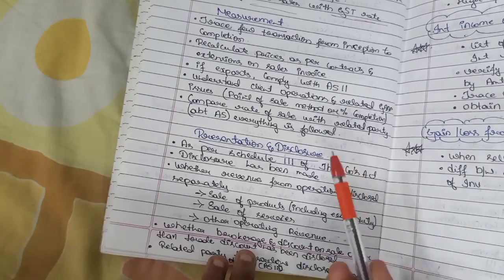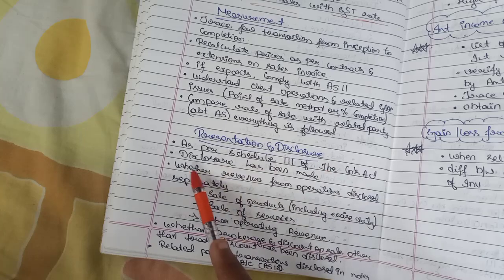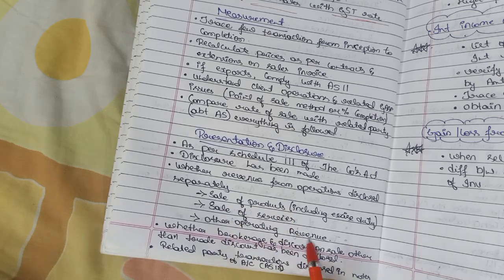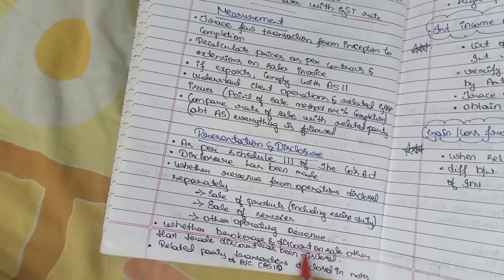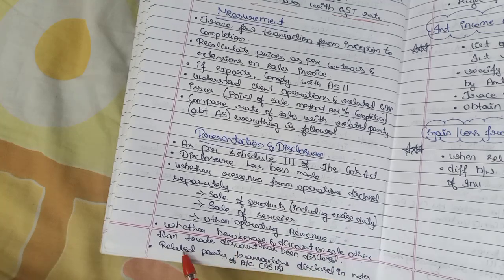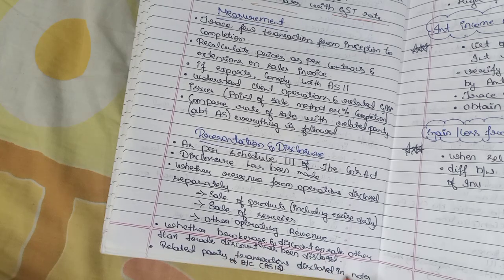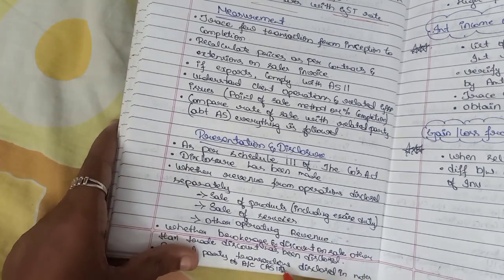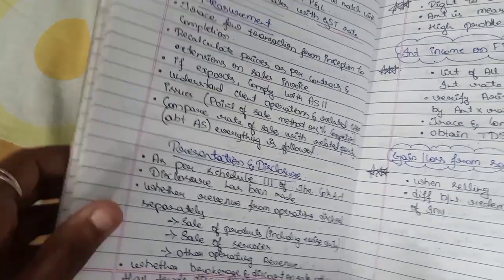Check that accounting standards are followed. Presentation and disclosure, that is as per Schedule 3 of the Companies Act. Check whether revenue from operations is disclosed separately: sale of products, sale of services, other operating revenue. Sale of products should include excise duty. Whether brokerage and discount on sale other than trade discount have been disclosed. Related party transactions are disclosed in the notes to accounts as per AS 18. We have done this in our accounts exam, that is why we'll be remembering this AS. I'm not going into detail about those things.